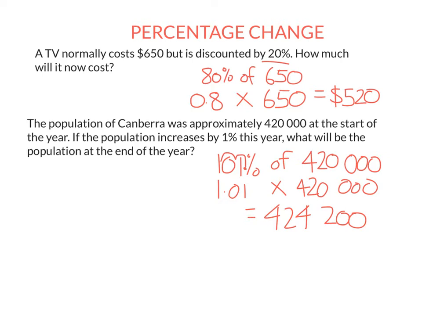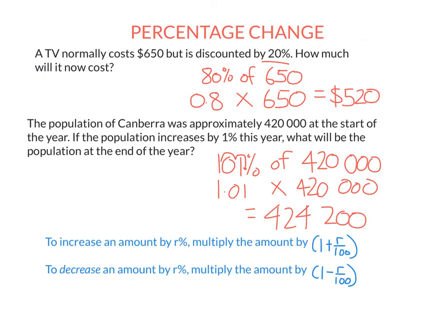So here we're just finding in both cases the percent of a quantity, and it turns out there are some convenient formulas so we don't have to write all of these steps. If we want to increase an amount by R%, we just multiply that amount by 1 plus the percentage over 100. And the formula if we want to decrease an amount by R% is very similar. We multiply by 1 minus the percentage over 100.